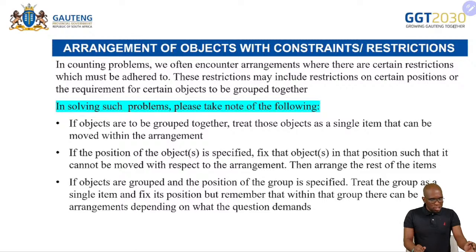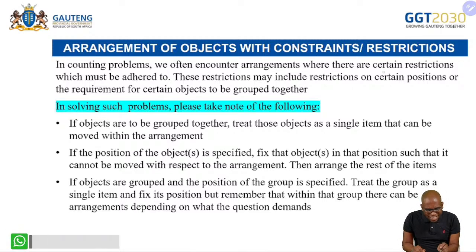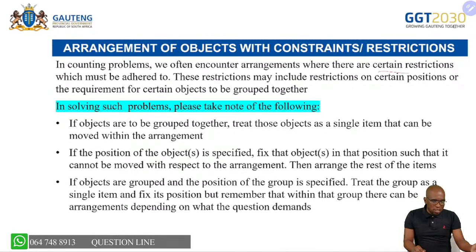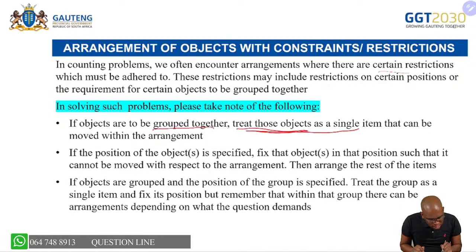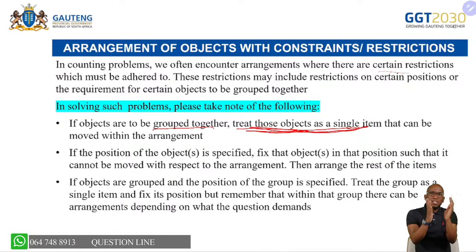Now, in counting problems, we often encounter arrangements where there are certain restrictions which must be adhered to. These restrictions may include restrictions on certain positions or a requirement for certain objects to be grouped together. Now, if you have such problems, we need to take note of the following. If the objects are grouped together, treat those objects as a single item that can be moved within an arrangement. If you are grouping, you treat the whole group as a single item which can be moved within an arrangement.